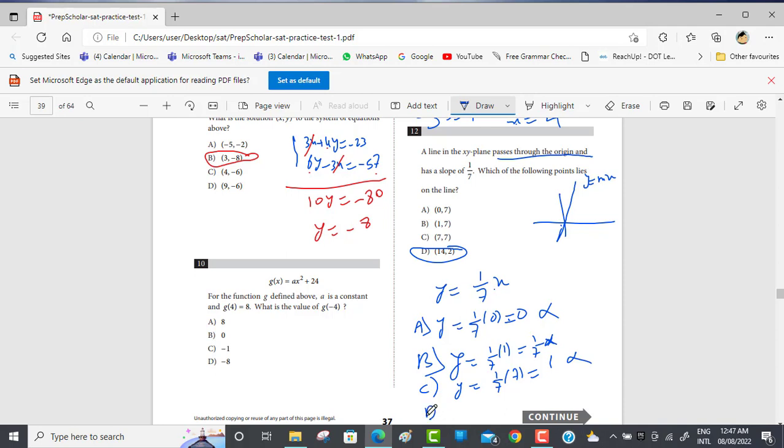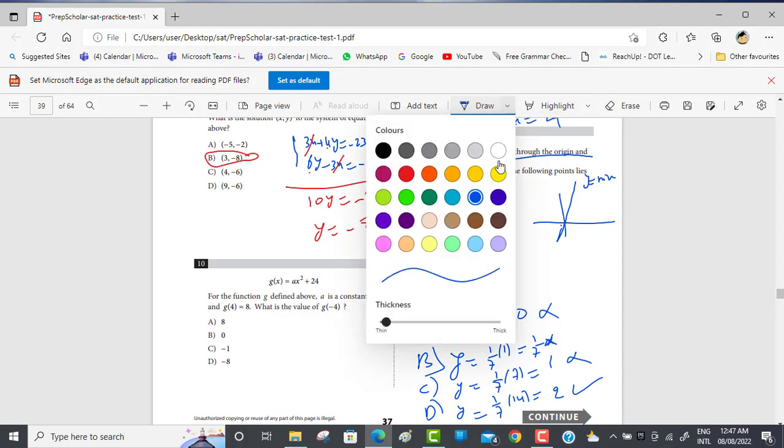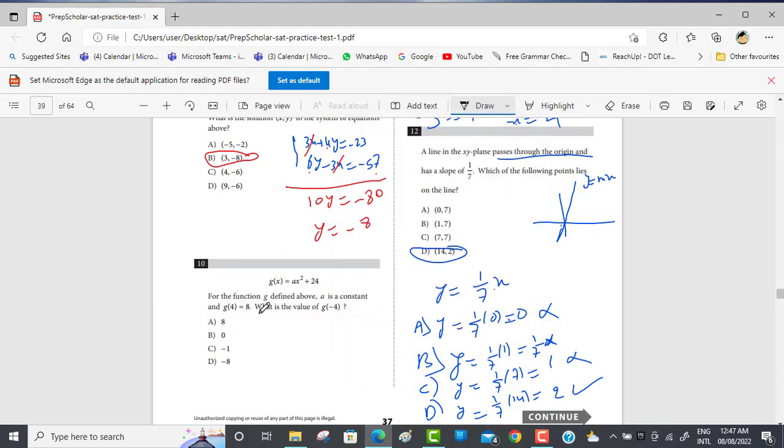And if you did try it, you don't have to, but if you did, 1/7 times 14 is of course equal to the ordinate, equal to y in this case, so it's correct. In exercise number 10, we have an equation where a is an unknown, g of 4 equals 8. What is the value of g of -4?